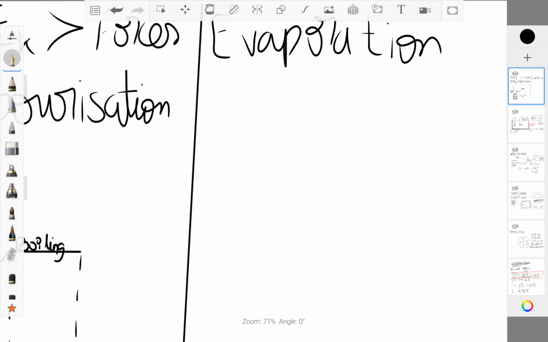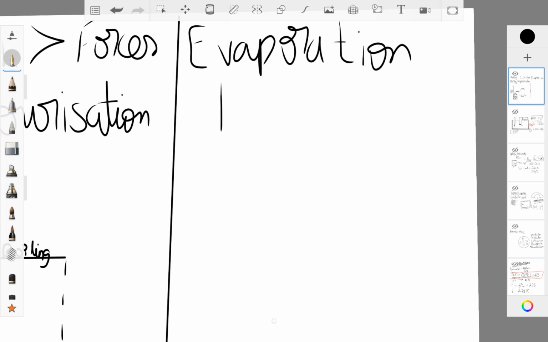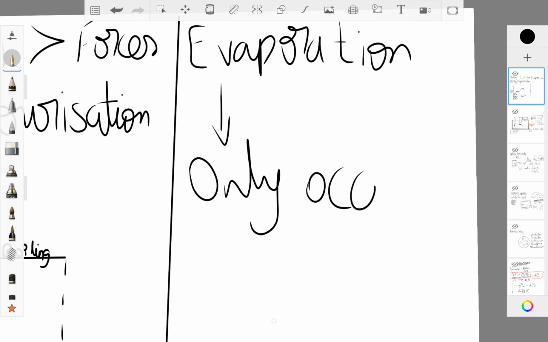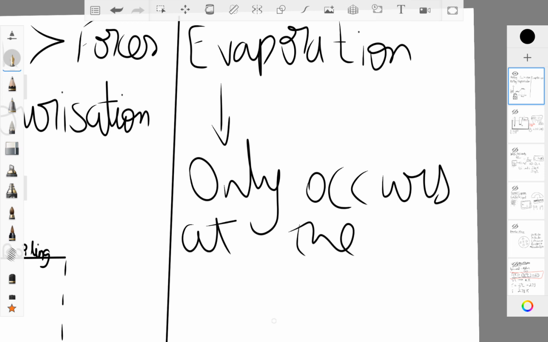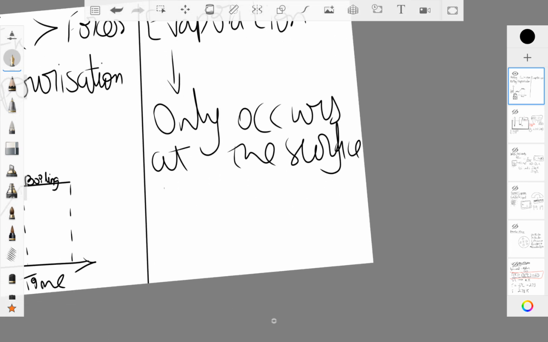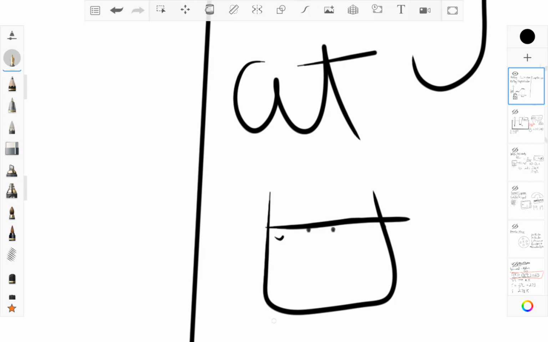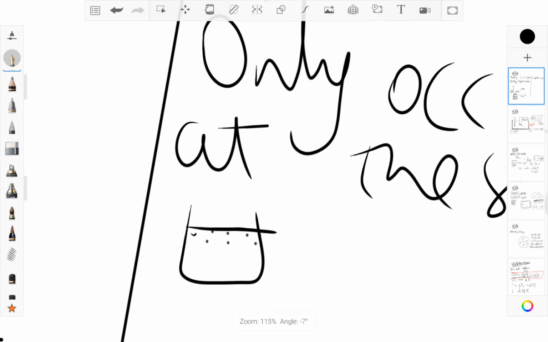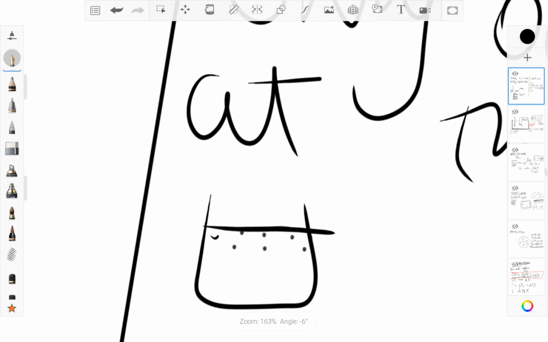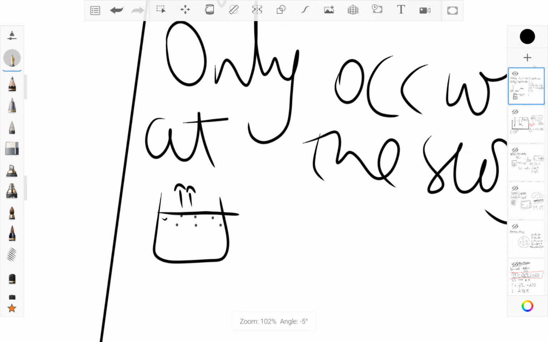And let's just describe those. So, evaporation only occurs at the surface. What that means is that if I have a container with water, the particles at the top of the container, which are the high energy particles, are more likely to overcome the forces of attraction and escape, leaving behind low energy particles.